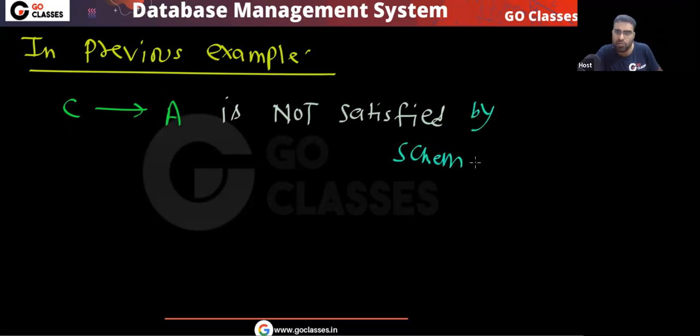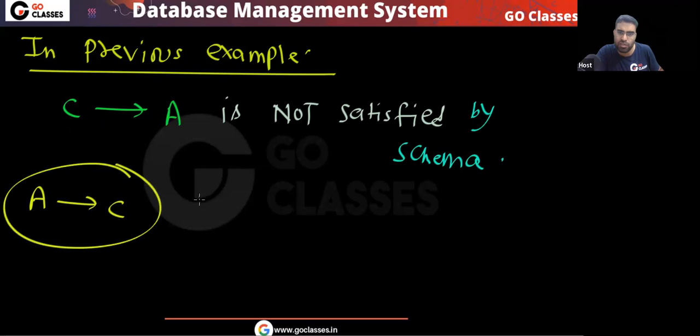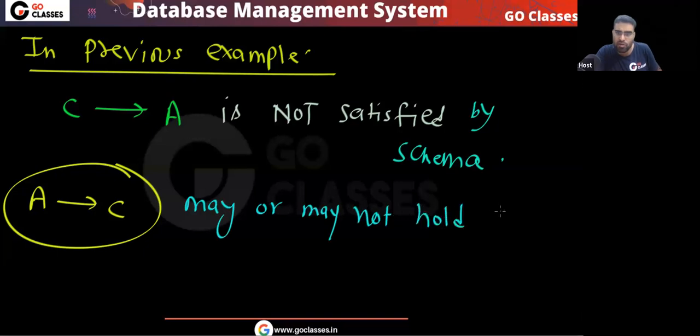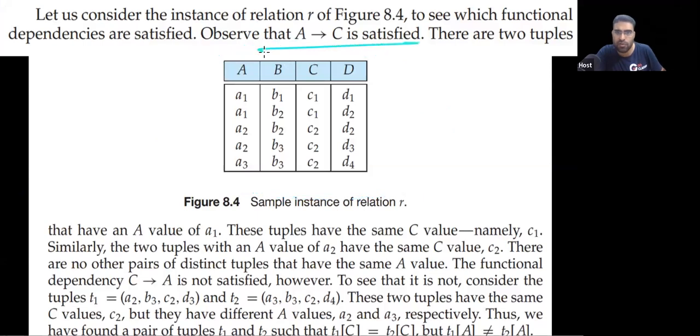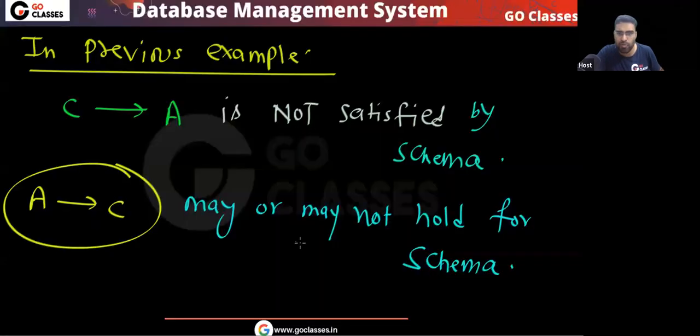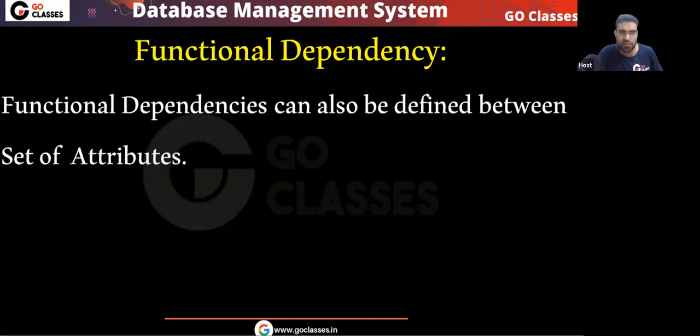But what about A determines C? This may or may not hold for the schema. Yes or no? This holds for the instance. For this instance, this will be satisfied. But this may or may not hold for the schema. Is this clear? Please tell me. Understood? So very simple. All these points are very simple.